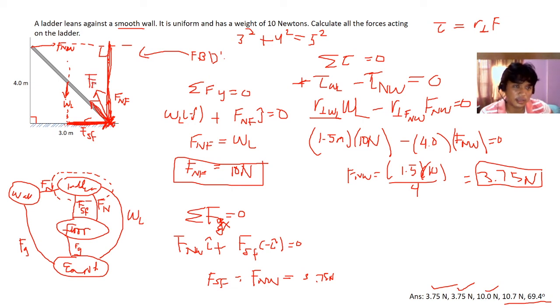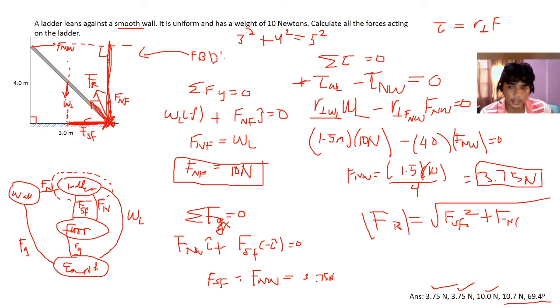F_R. And don't ask me what R means, but the magnitude of F_R is just F_SF squared plus F_NF squared, and you'll get 10.7. For the angle of 69.4 degrees, you can use tangent theta, and that's the y component, F_NF, over F_SF. And you will find that theta is 69.4 degrees.